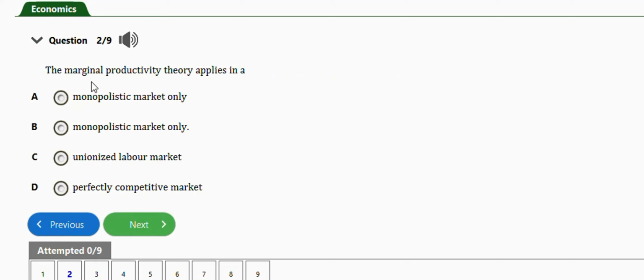The next question is this one. It says the marginal productivity theory applies in A, monopolistic market only. Option C, we have unionized labor market. Option D, perfectly competitive market. So the right answer is option D, perfectly competitive market.